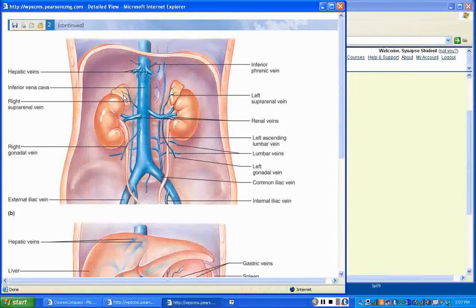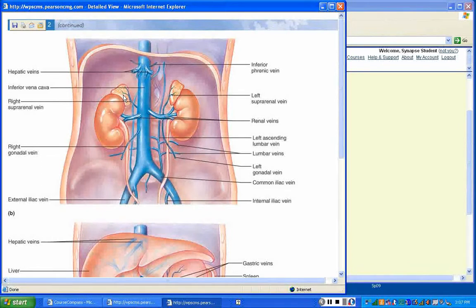Find for me the right gonadal. Coming off the Vena Cava, right? You see it branching off of that. Where is the left? It's coming off of the left renal. Go up higher, you see it coming off the kidney vein up there.